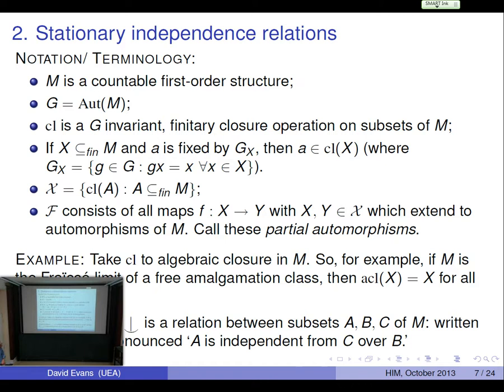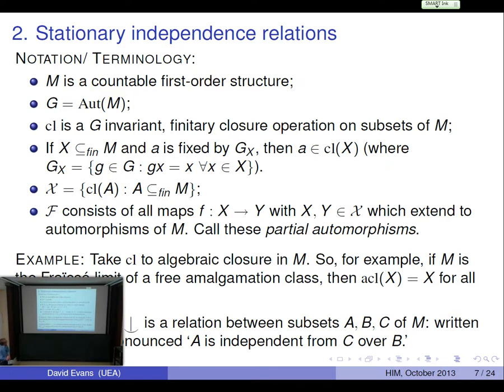Okay? I also want it to be not too strange, so it should have something to do with the automorphism group apart from being invariant. So that's the fourth bullet point there. If X is a finite subset of M and A is fixed by all automorphisms which fix every element of X, then A should be in the closure. So if you know what this means, it's saying that essentially the closure should be at least as big as the definable closure. I'm using this notation G subscript X there. G subscript X is the subgroup of the automorphism group which fixes all elements in X.